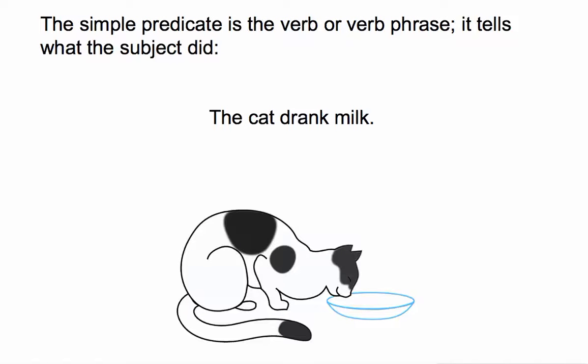The simple predicate is the main verb or verb phrase. It tells us what the subject did. Since we know the subject is cat, now we ask, well, what did the cat do? Here, the cat drank. So drank is the simple predicate.